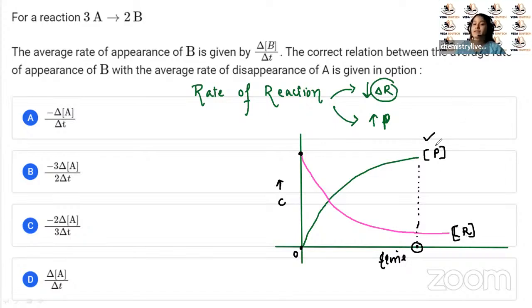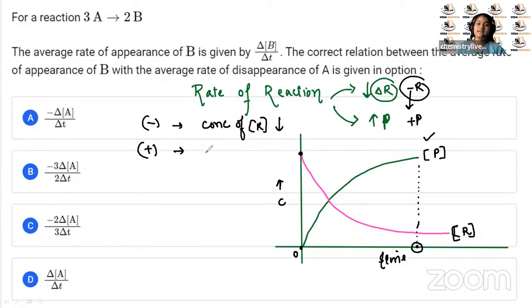So we can say that rate of reaction can be seen as increase in concentration of products and decrease in concentration of reactant. That's why the symbol minus is given, because minus denotes that the concentration of the reactants is decreasing, right? What does minus denote? Concentration of R is decreasing. What does plus denote? That concentration of product is increasing, right? So these are the things that are denoted by the rate of a reaction.